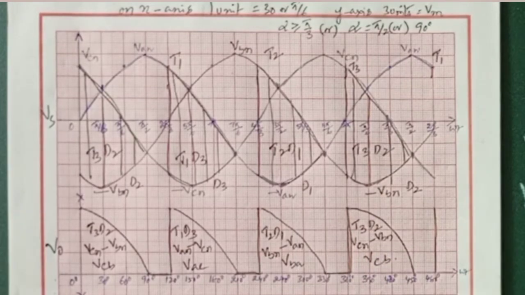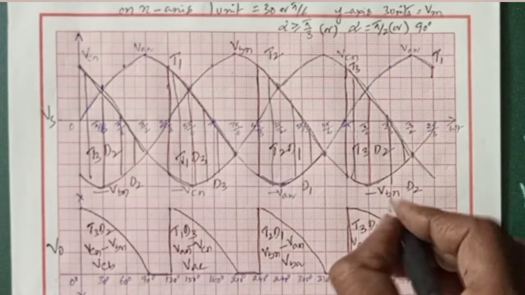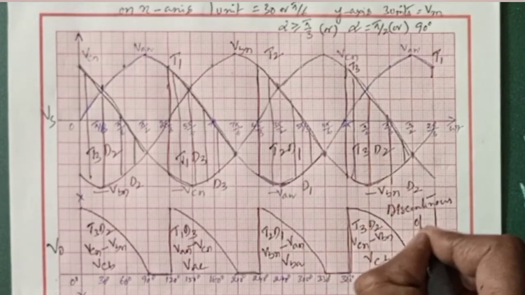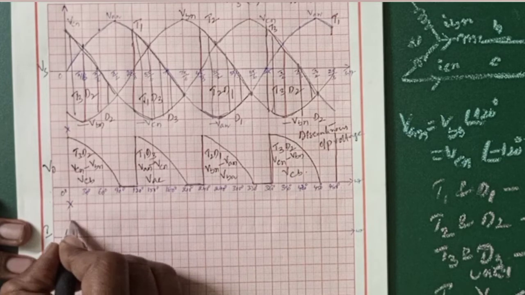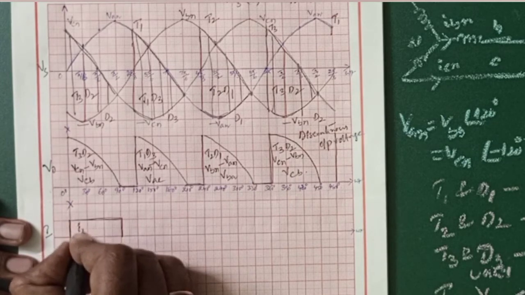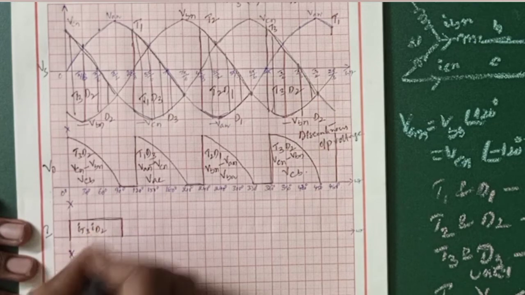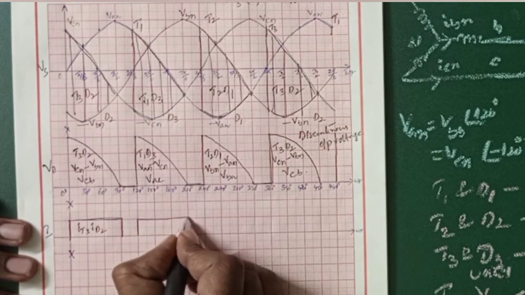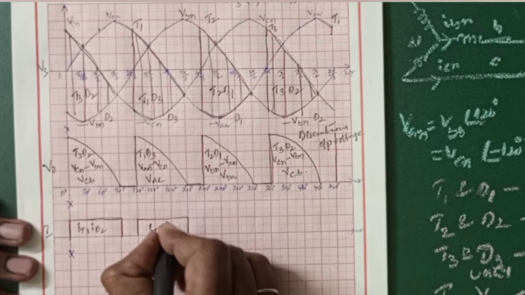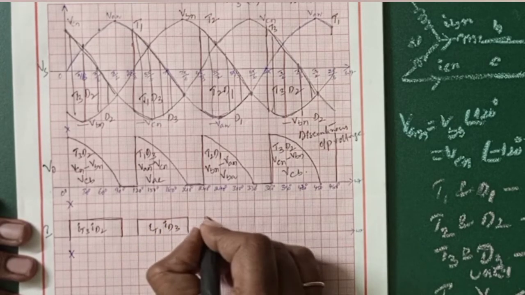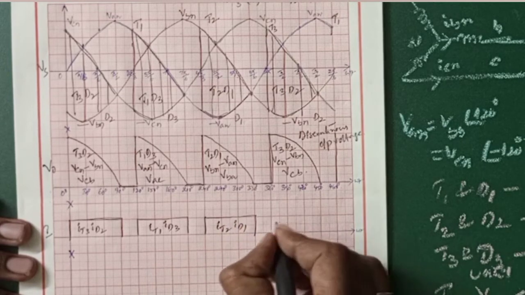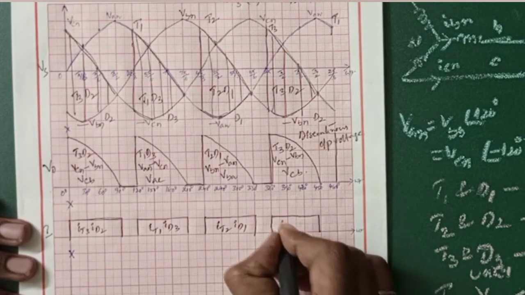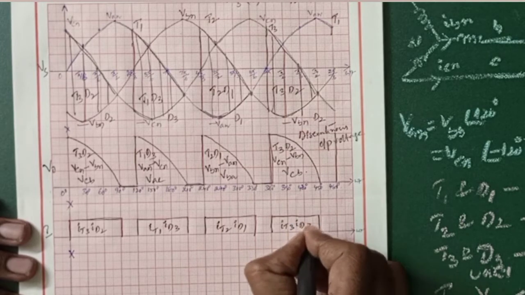In this area, there is no output voltage. So this is a discontinuous output voltage. Current is going to appear from 0 to 90 degrees due to IT3, ID2. From here to here, IT1, ID3. And from here to here, IT2, ID1. And from here to here, IT3, ID2.